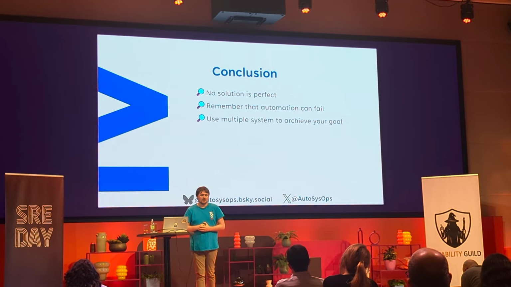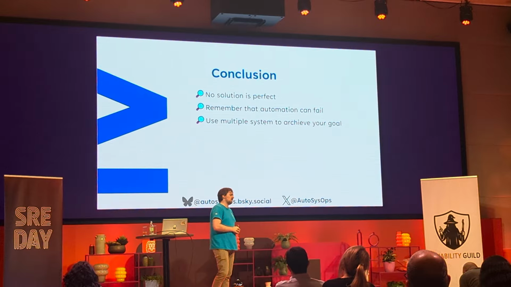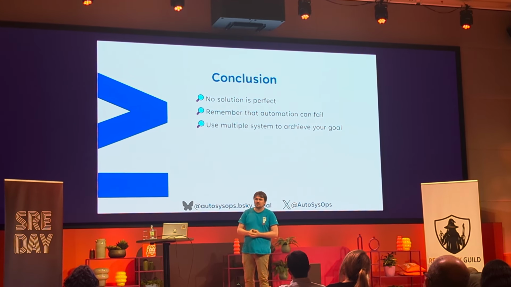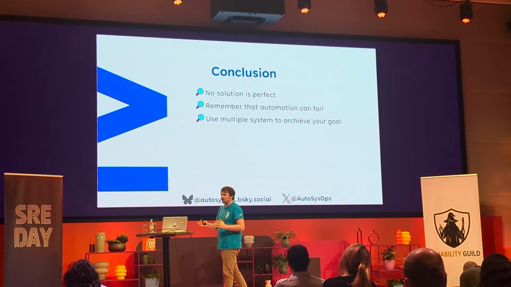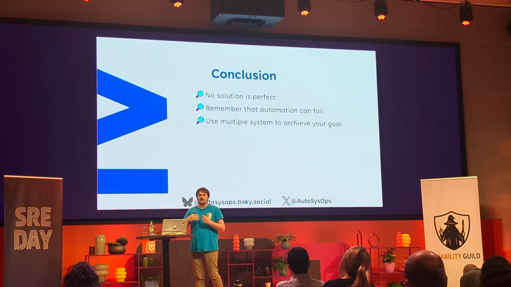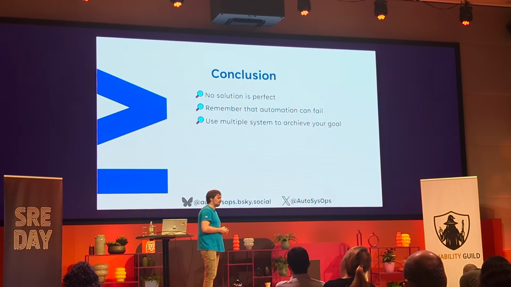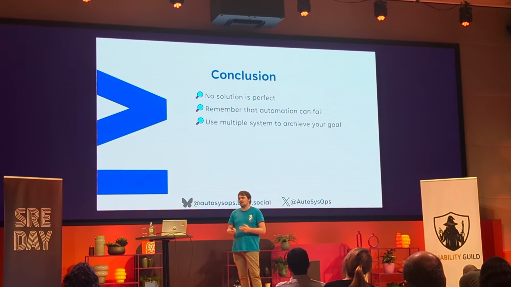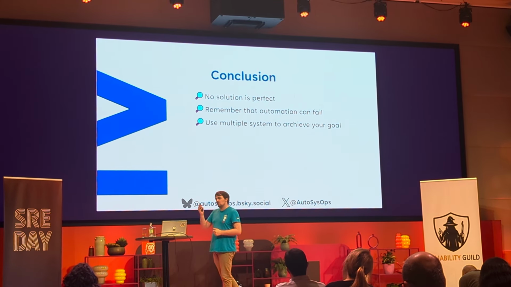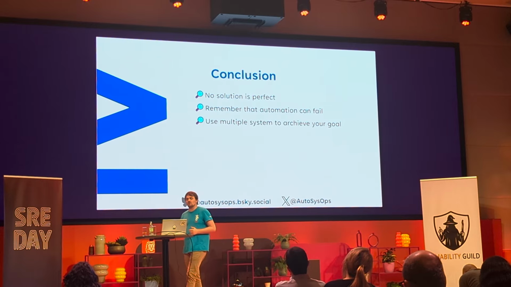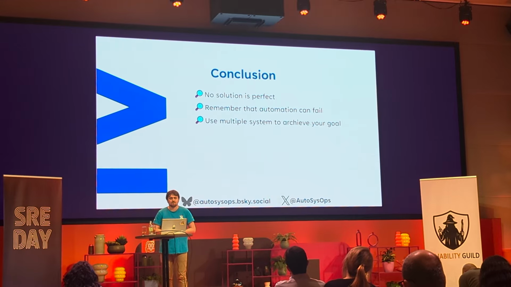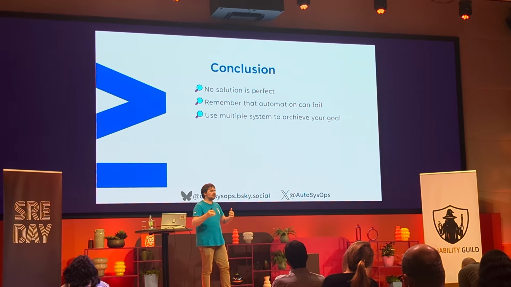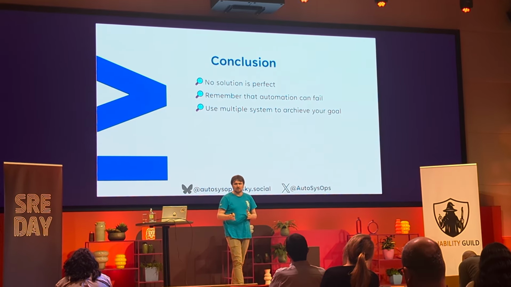But do keep in mind that whatever tool you use, it can fail. So make sure you put monitoring in place. Make sure you have this logging so you can see what failed, how it failed, and you can trigger stuff on this. And try to make sure that you make your automations in a way where you can retry it, where you can rerun it without things breaking. And don't be afraid to use multiple different systems together to achieve your goal.